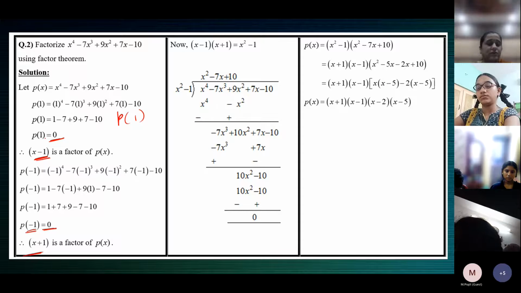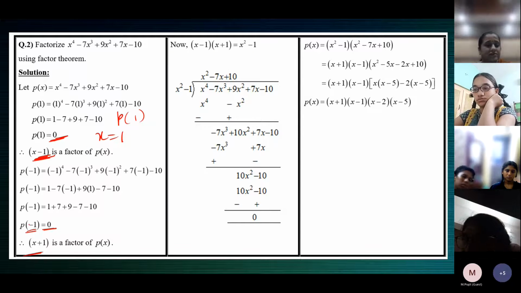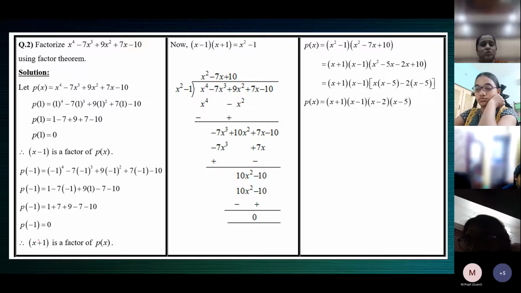Okay, so here we get P of 1 is 0. That means, as I told you, x is equal to 1, so x minus 1 is a factor. Here x is equal to minus 1, because in place of x you're using minus 1, so x plus 1 is a factor. So find the two factors, and multiply the two factors.